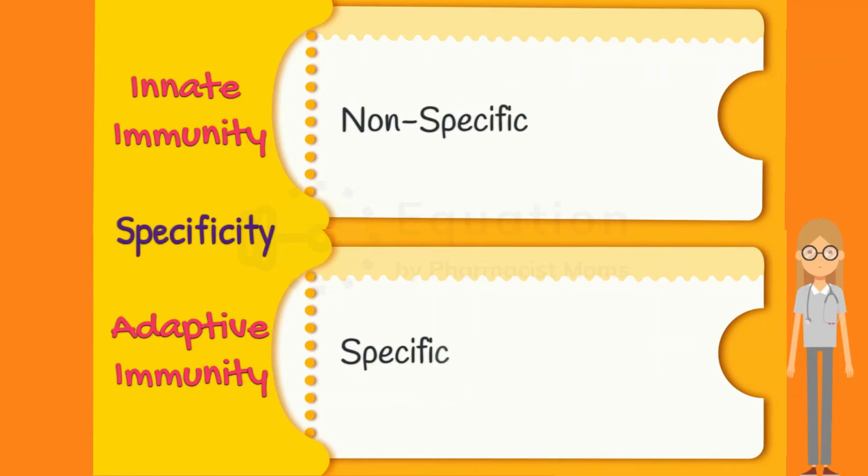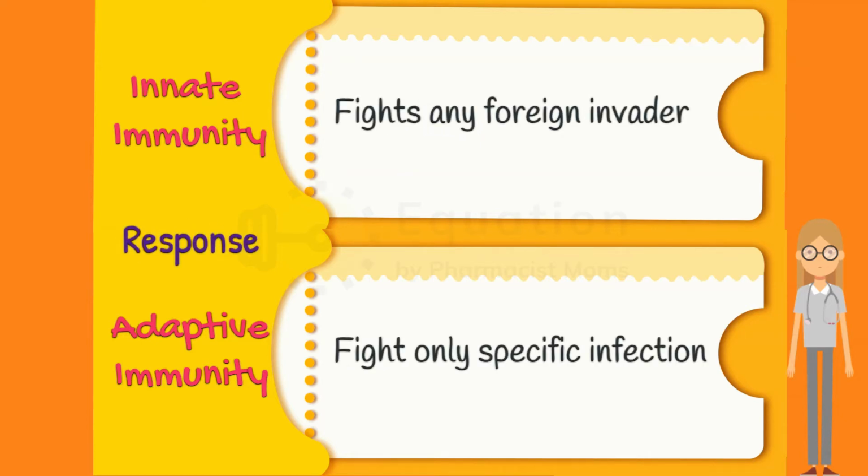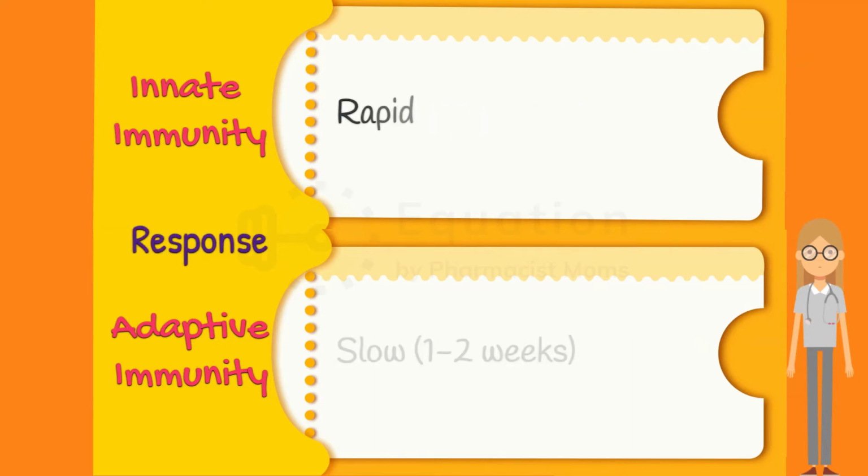2. Innate immunity is nonspecific. On the other hand, adaptive immunity is specific. 3. Innate immunity fights any foreign invader, whereas adaptive immunity fights only specific infection. 4. Innate immunity is rapid in response, in contrast to adaptive immunity, which is slow in response, that is, it takes 1 to 2 weeks to mount a specific response.